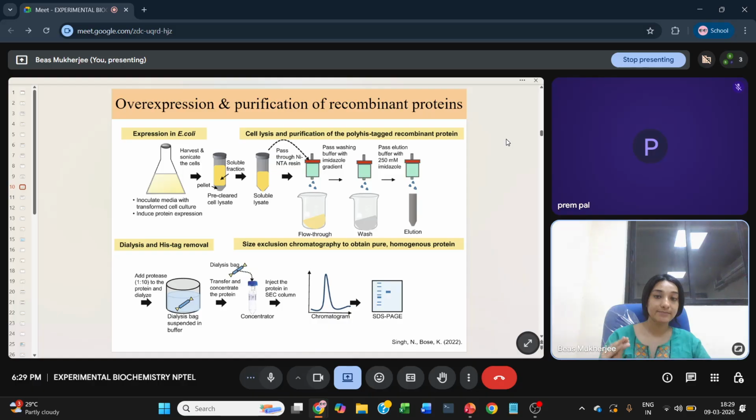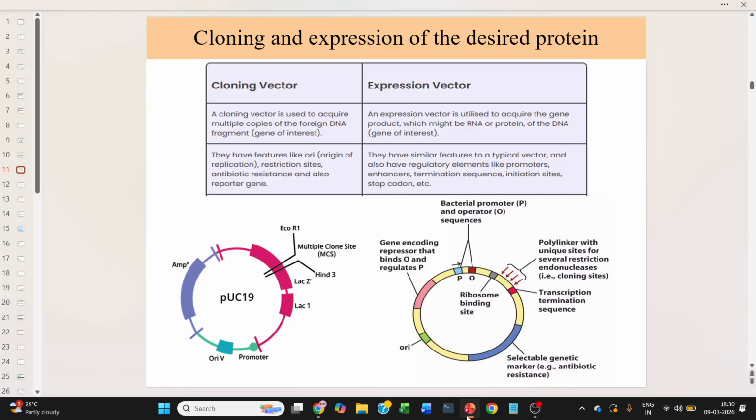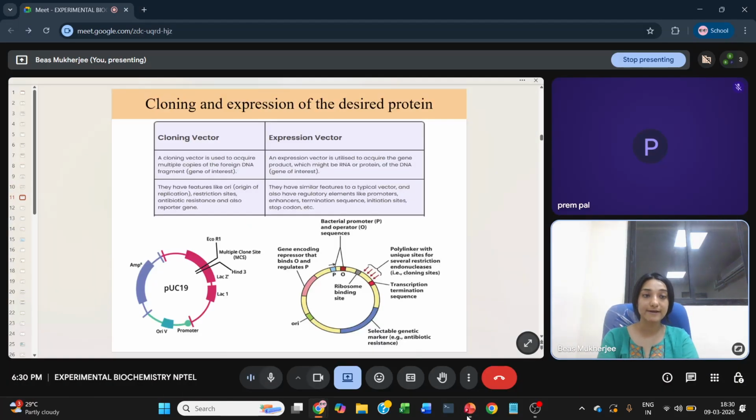For its activity. Then after that you can see that they have gone for the size exclusion chromatography and then run an SDS-PAGE. In SDS-PAGE you can see there is one single clear band that tells us that the protein is pure and it is at a high concentration, right? So that is the entire process of protein purification from bacteria.